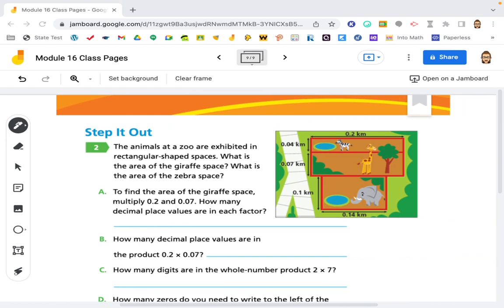So, step it out. The animals at a zoo are exhibited in rectangular shaped spaces. What is the area of the giraffe space? What is the area of the zebra space? So find the area of the giraffe space, multiply 2/10 and 7 hundredths. How many decimal place values are in each factor? Well, in the 2/10, there's 1 place value, or 1 decimal place value.